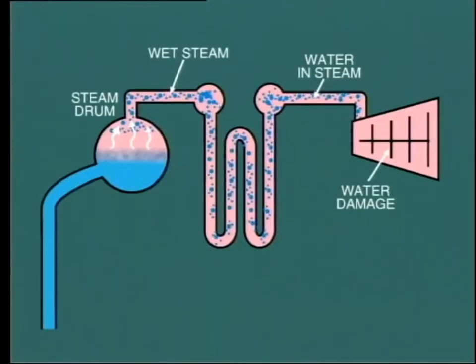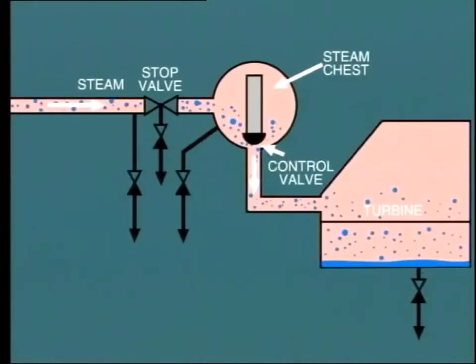We have already mentioned the need to prevent carryover of water with the steam from the boiler drum. During startup, a certain amount of condensation of steam will occur as the pipework is warmed from cold. Similarly, when steam first enters the cold turbine, condensation will occur initially. It is essential to remove this water to prevent damage to the turbine blades.